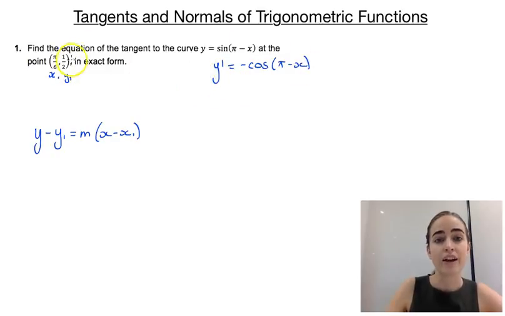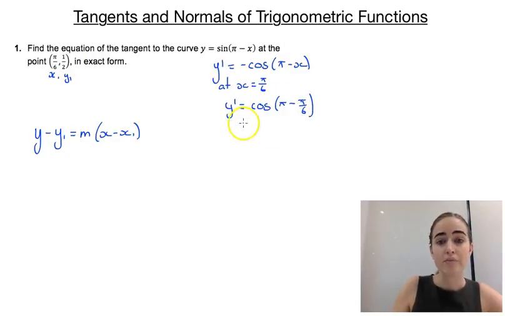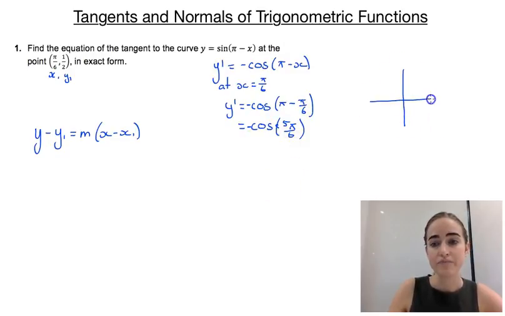Now we want the value of that gradient at x equals pi on 6. So at x equals pi on 6, that means our derivative is going to be minus cos of pi minus pi on 6. Now pi minus pi on 6, oh sorry, that should be a minus there because it was a minus up here. So pi minus pi on 6 is equal to 5 pi on 6, because pi is equivalent to 6 pi on 6. To solve this, we're going to draw ourselves a diagram. We know that this is pi, so 6 pi on 6, so 5 pi on 6 would be up in this quadrant here, and our related angle would be pi on 6.